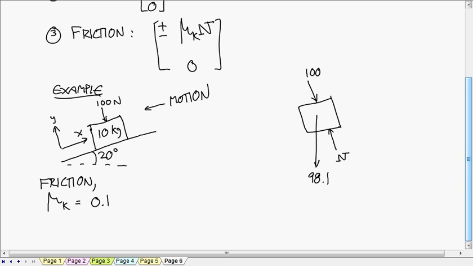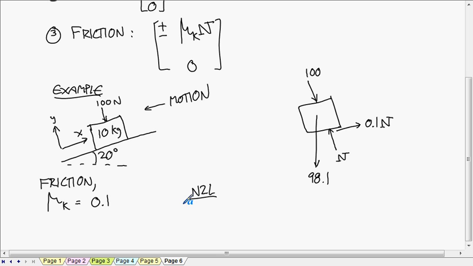Okay, which way is the friction force going to act in this problem? It's going to act up the incline because the motion is down the incline. And so that's going to be 0.1 n. The 0.1 is just the coefficient of friction. I just substituted it in. Okay, so Newton's second law.